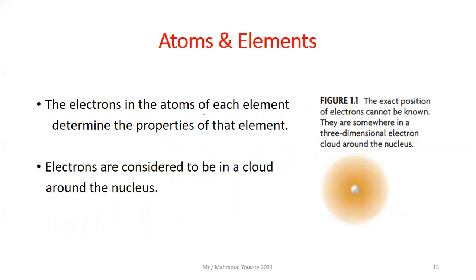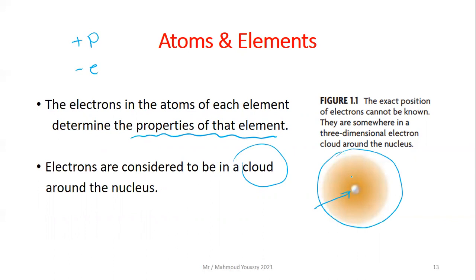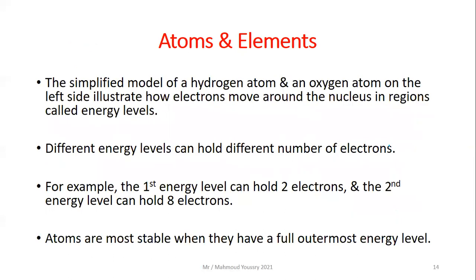The electrons in the atoms of each element determine the properties of the element. So the number of positive protons determines the type of the element, but the number of negative electrons determines the properties of that element. Electrons are considered to be in a cloud around the nucleus. As you can see, this is the nucleus, and this is the cloud around the nucleus where the electrons move very fast. The exact position of electrons cannot be known. Yes, they are somewhere in a three-dimensional electron cloud around the nucleus because they move very fast.